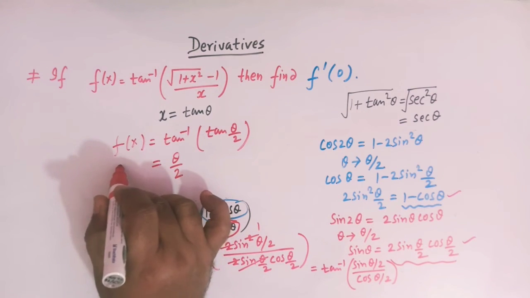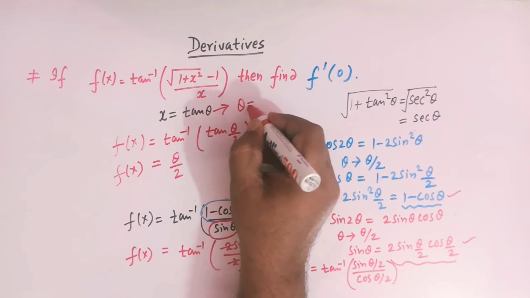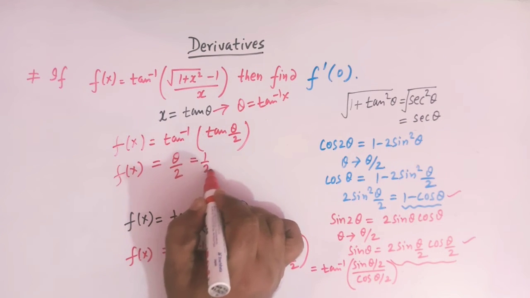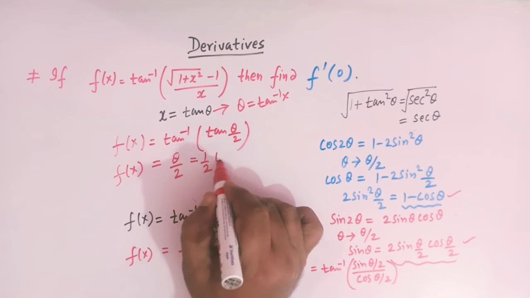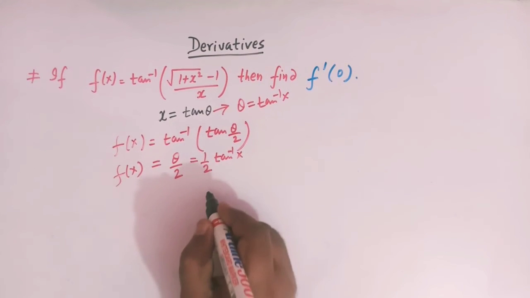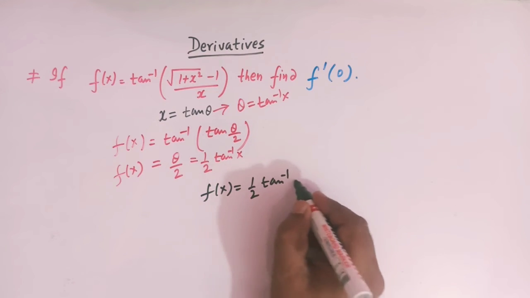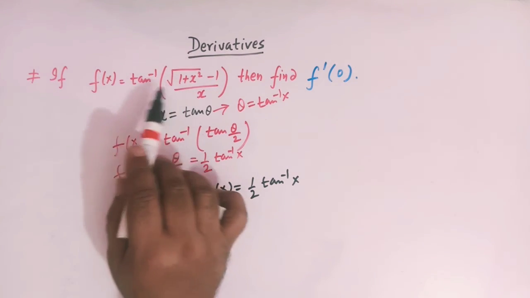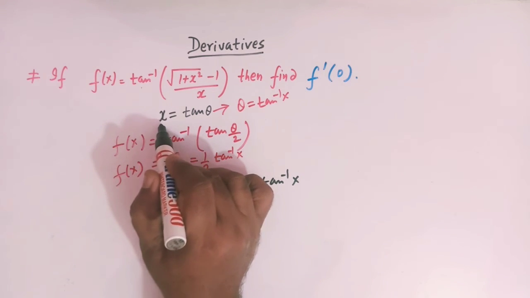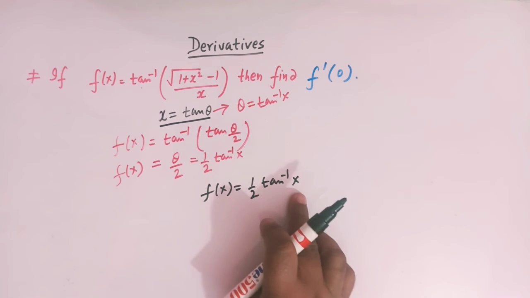So f of x is now equal to theta over 2, and from here theta is equal to tan inverse of x. So here we have half, and for theta we can write tan inverse of x. Finally we have f of x is equal to half tan inverse of x. Initially we had this function, and we have reduced it to this form by making this substitution. Now we can easily differentiate both sides with respect to x.